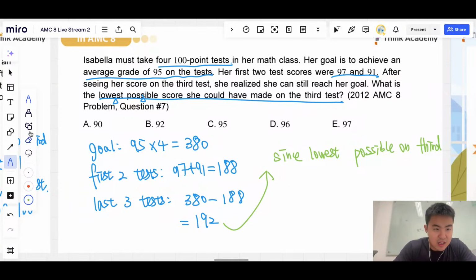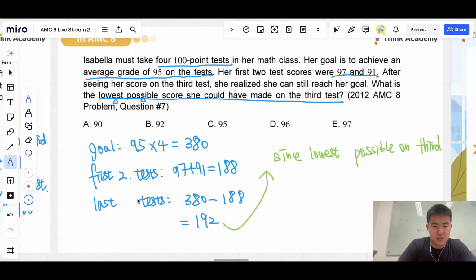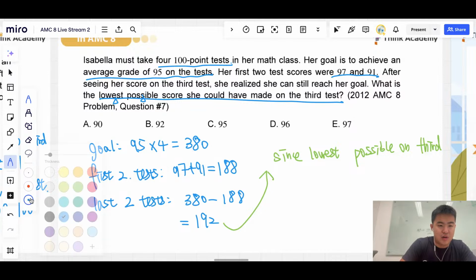Actually, there's a typo here because the total is how many? 4 tests. So it's first 2 and last 2 instead of last 3. Okay, so that's a small typo. Let me fix it real quick. Here should be 2. All right.